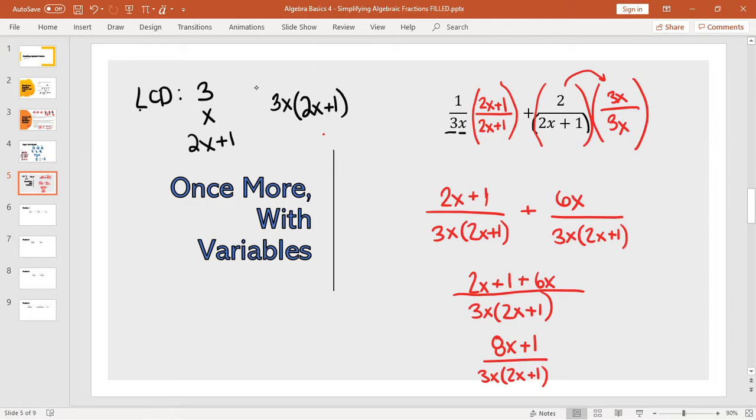Alright, you don't have to distribute the 3x in. Pay attention to what the test is asking you. If it asks you to leave the denominator factored, or if it asks you to incorporate it, just do what they tell you to. But for me, this is perfectly fine.